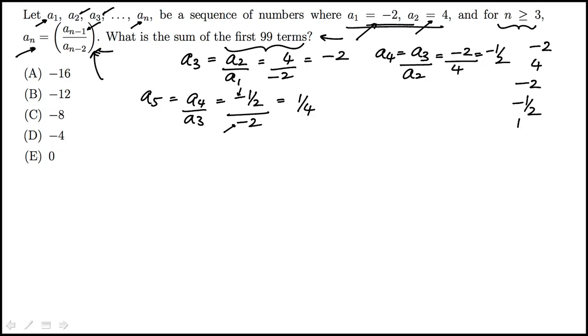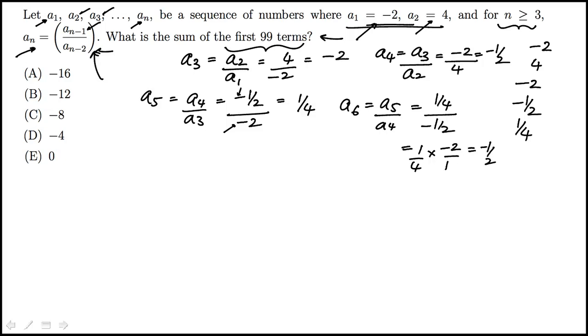Now in this problem, of course, you have to be careful with these negative signs and the fractions, which does make it somewhat confusing. A6 is A5 over A4. A5 is 1/4. A4 is -1/2, so that becomes -1/2. So far we don't really see a pattern. I mean, we see that the -2 is repeating, but those two are different. So we have to keep going.